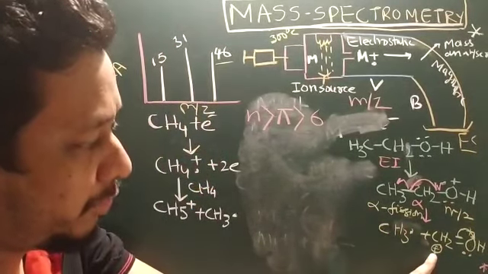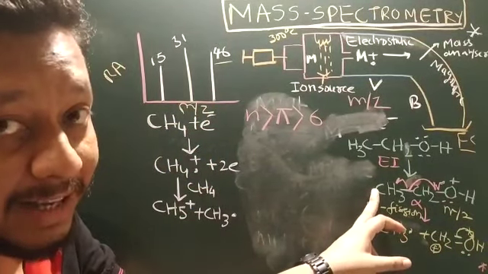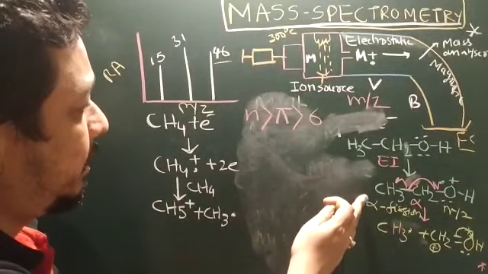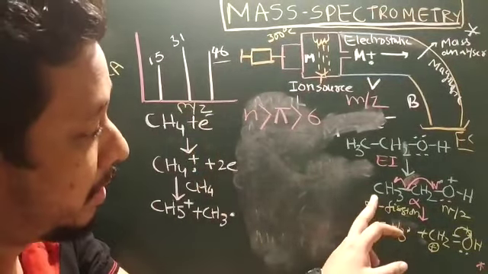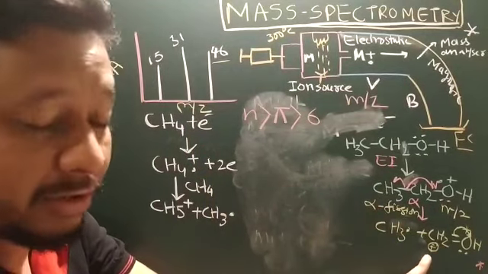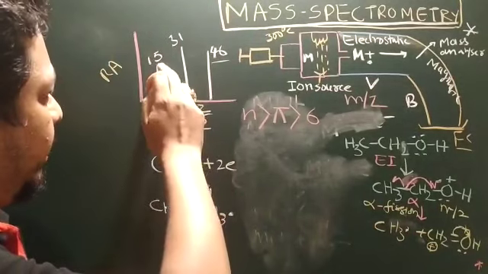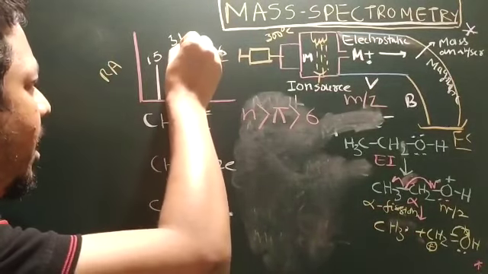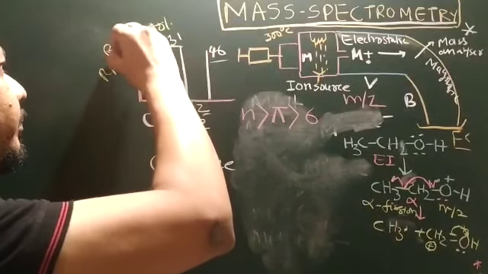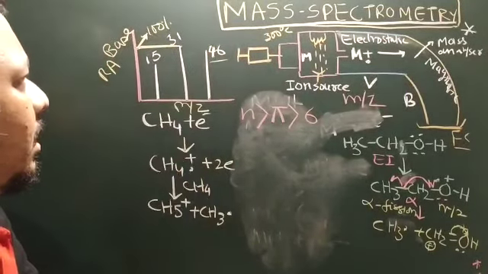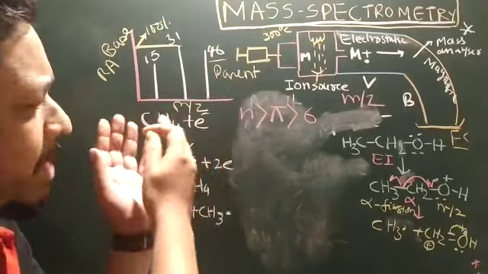The carbocation formed here is more stable than the radical cation. Radical cations are the next most stable after the cation, and the radical is the least stable species. That is why 15 comes here. The highest abundance peak in the mass spectrum is known as the base peak, and this is known as the parent peak. Like that you get a mass spectrum.